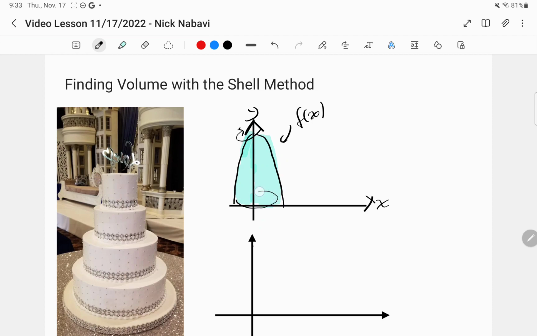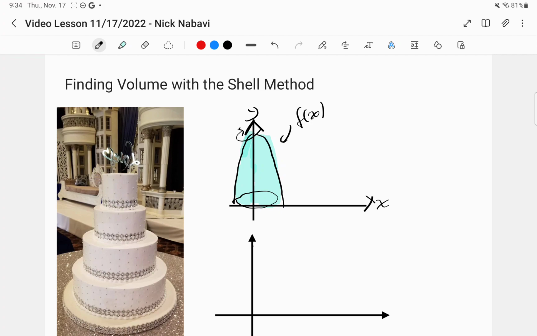This is the shape that we end up getting, and this is a pretty abstract shape, right? Maybe f of x is a parabola, and finding the volume of this is not something you're going to be able to find a formula for anywhere, right? We're going to have to figure out how to find the volume of this with calculus.